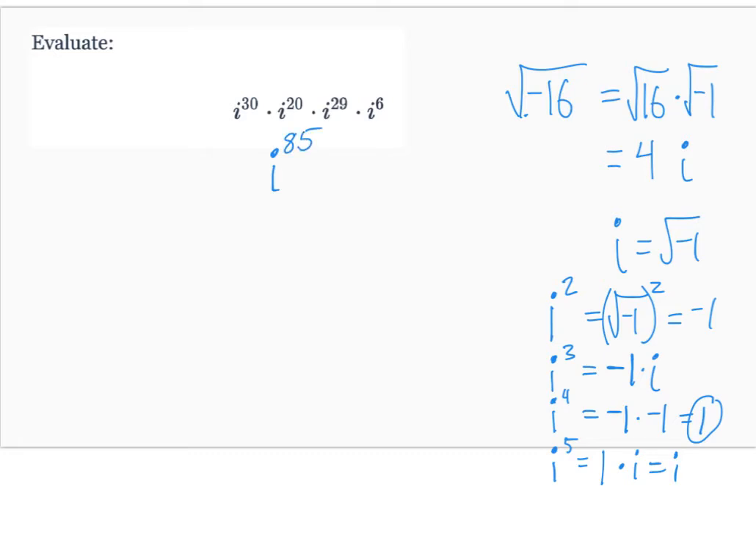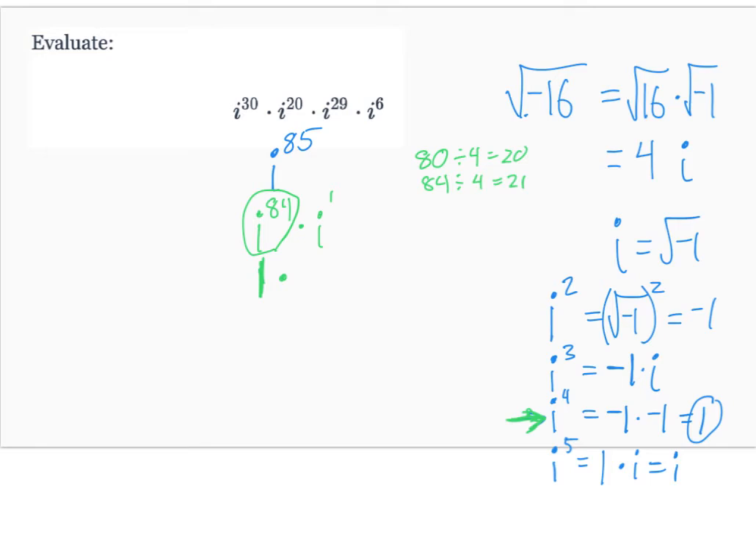Since a power of 4 gave us 1, if we can figure out how many would be left over after we get rid of all powers of 4, we would end up with just that number of i's left. I know that 80 divided by 4 is 20. I know that 84 divided by 4 also works. That's 21. And that would be something like saying i to the 84 times i to the 1. Since 84 is a multiple of 4, i to the 84 is just the number 1.